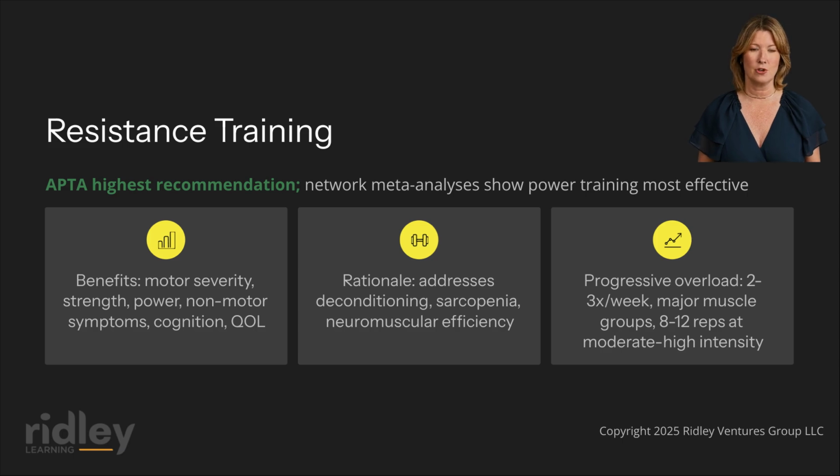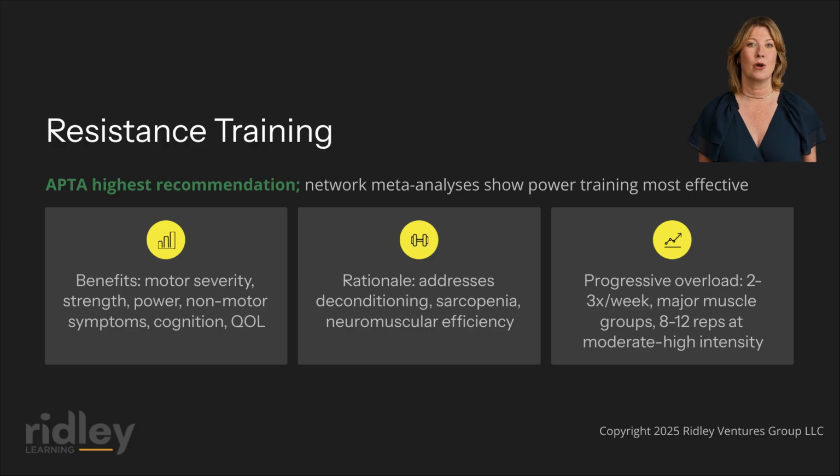Bradykinesia and rigidity contribute to reduced physical activity and subsequent deconditioning, leading to muscle weakness that compounds disease-related motor impairment. Sarcopenia, the age-related loss of muscle mass and strength, proceeds alongside and interacts with disease-related weakness. Resistance training addresses these factors by increasing muscle strength and power, improving neuromuscular efficiency, and potentially enhancing motor unit recruitment patterns. Beyond these peripheral effects, resistance training may also influence central mechanisms, with evidence suggesting improvements in cortical excitability and motor learning following strength training interventions.